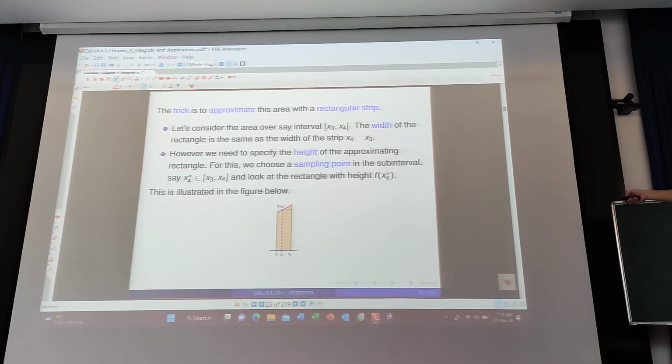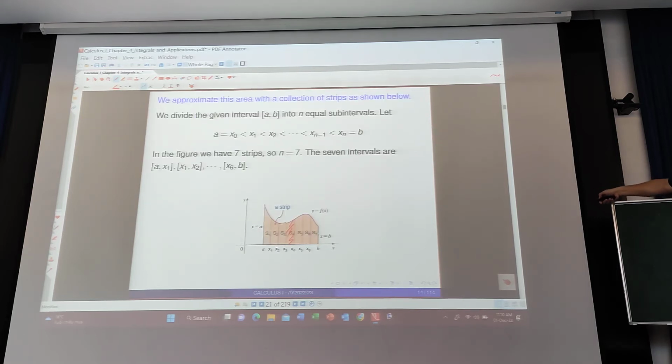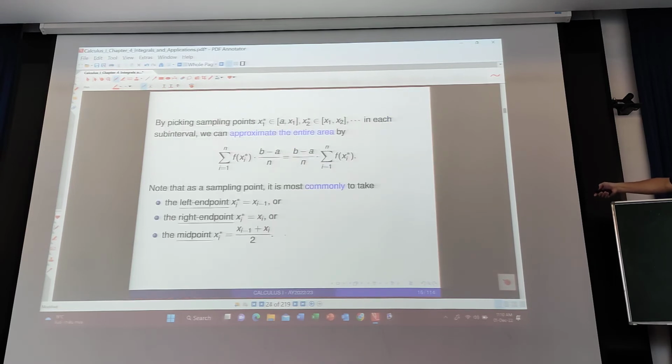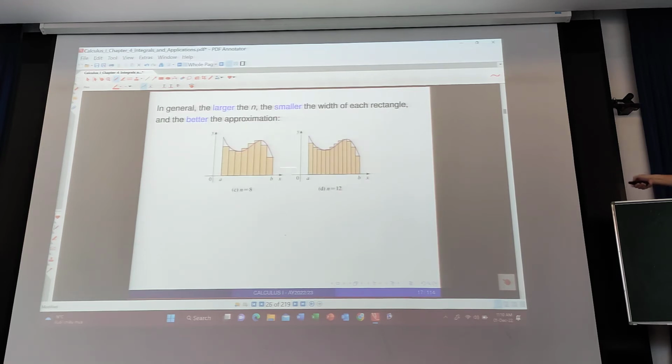So for each strip like that, every strip we do like that, then we can get this figure. See? So the sum of all areas is almost the same as the given one, with n equal to 8, and when we increase n equal to 12, you have more or better approximation. Then let n tend to infinity, you get actually the result.